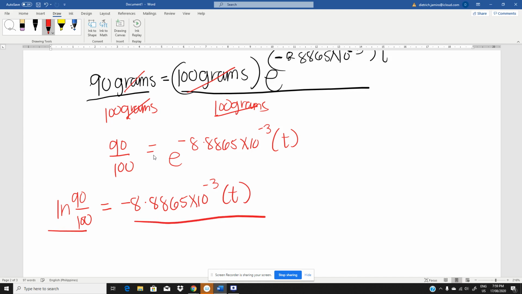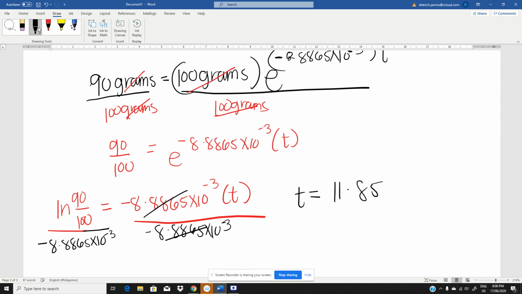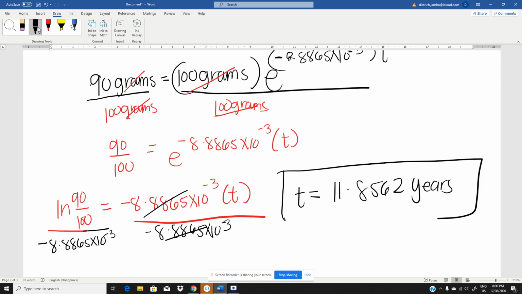Dividing both sides of the equation by negative 8.8865 times 10 raised to negative 3, this one will cancel out. And then also on the left side, we will have our t. So the value of our t will become 11.50.8562 years. That's the answer.